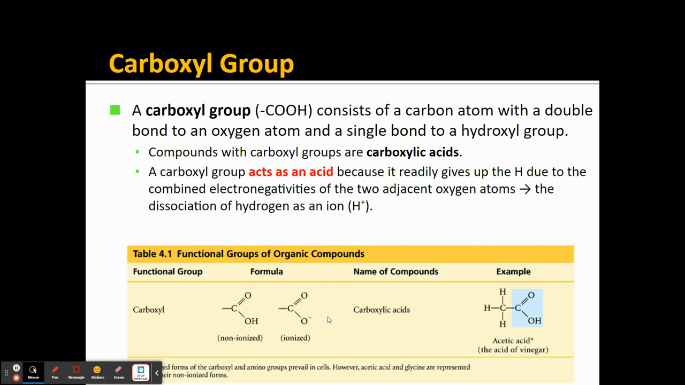Okay, and when we get talking about fats and things like that, and amino acids, we'll see that there's carboxyl groups on pretty much all the fatty acids, and all the amino acids have them too. All right.